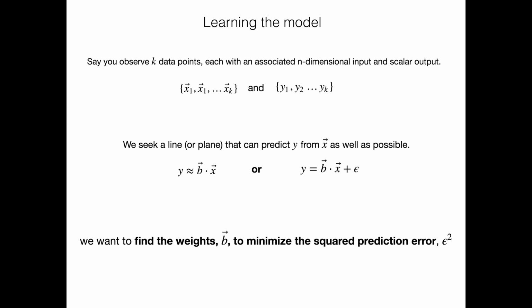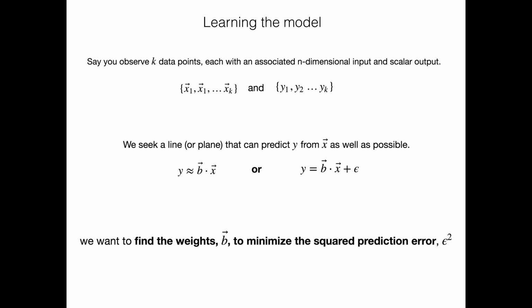So this is what I've just said. We want to find the weights b that minimize this squared prediction error epsilon squared. So that minimize basically that epsilon, in such a way where we don't care about the sign. So minimizing the squared value of that epsilon. Great.